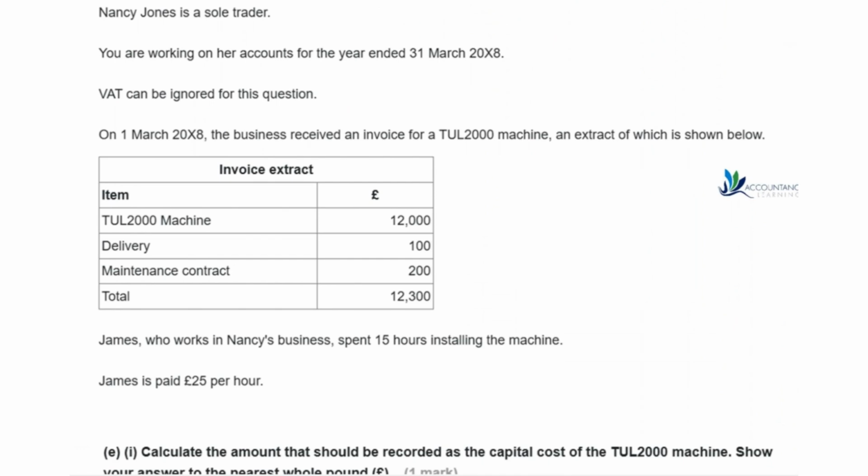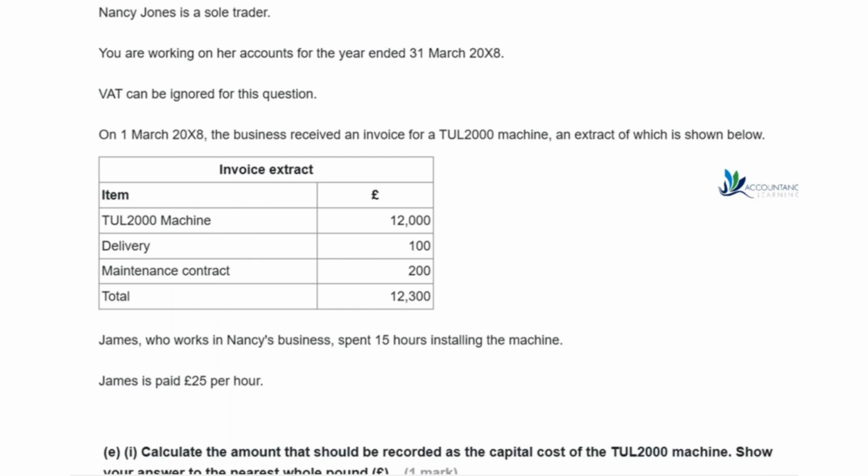Nancy Jones is a sole trader. You are working on her accounts for the year ending the 31st of March 20x8. VAT can be ignored for this question. On the 1st of March 20x8, the business received an invoice for a TUL 2000 machine, an extract of which is shown below. And you can see there that we've got some costs relating to this machine.